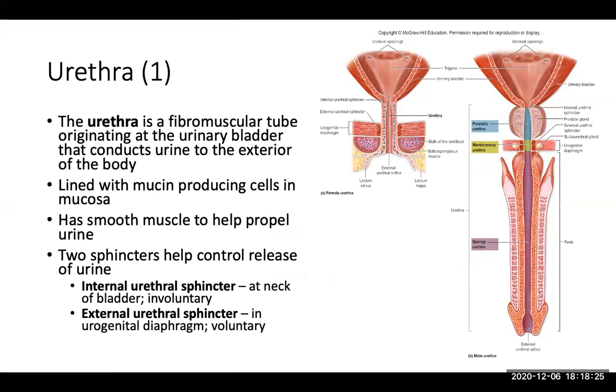The urethra is a fibromuscular tube. It originates at the urinary bladder and conducts urine to the exterior of the body. It's lined with mucin-producing cells. It has smooth muscle to help propel the urine. And there are 2 sphincters that help to control the release of the urine. The internal is involuntary and the external sphincter is voluntary.